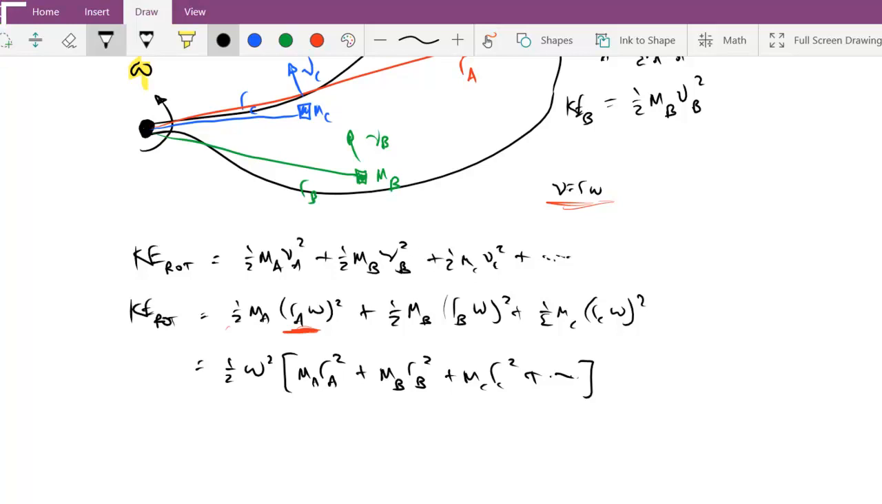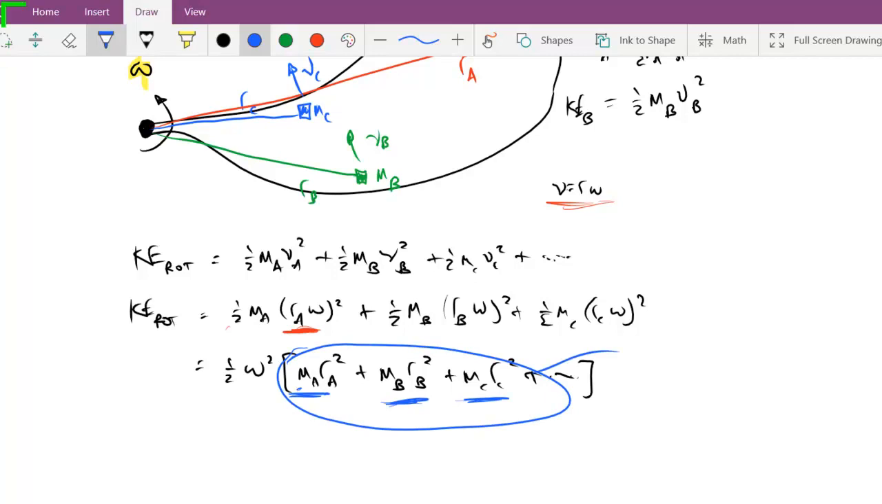So this is the sum of mass times distance away squared. I see I have the same thing for all these: mass A times distance to A squared plus mass B times distance to B squared, mass C times distance to C squared, etc. This is what we call rotational inertia. So our rotational inertia is this.